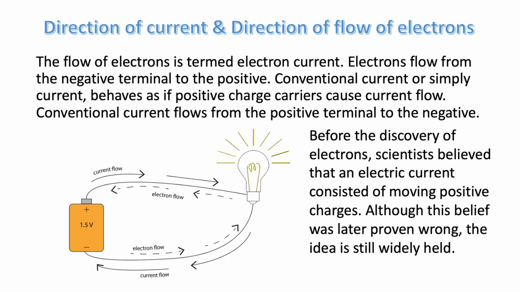Conventional current, or simply current, behaves as if positive charge carriers cause current flow. Conventional current flows from the positive terminal to the negative. Before the discovery of electrons, scientists believed that electric current consisted of moving positive charges. Although this belief was later proven wrong, the idea is still widely held. So whenever you draw electric diagrams, you have to show the direction of current from positive terminal to negative terminal.